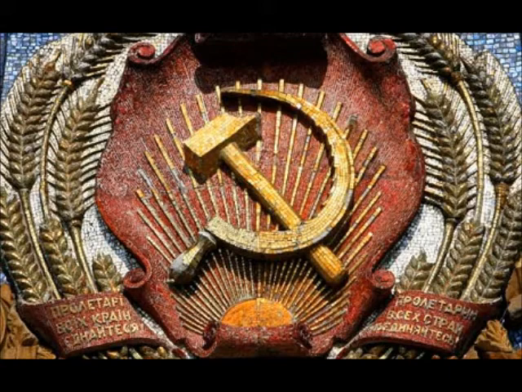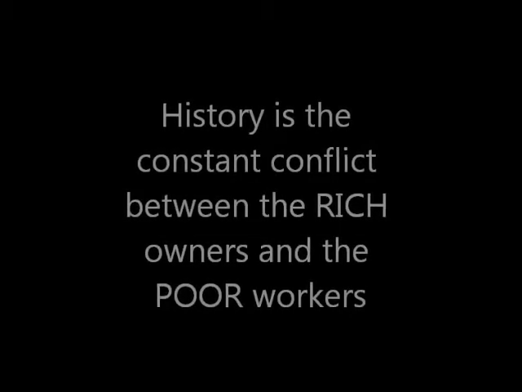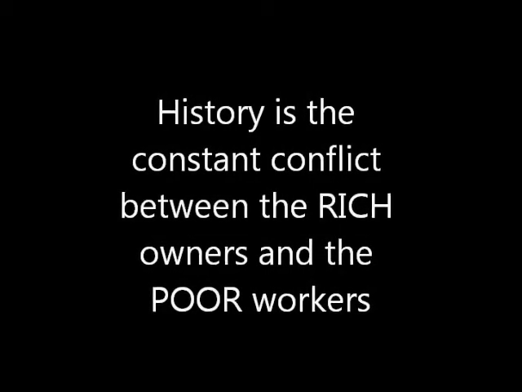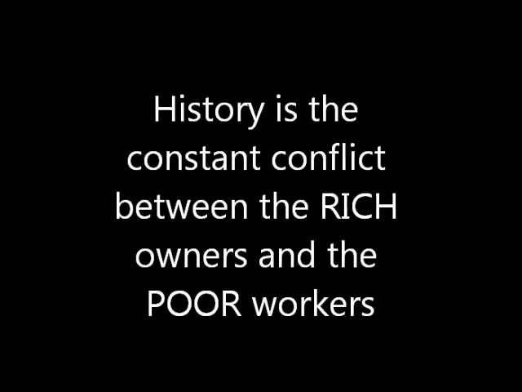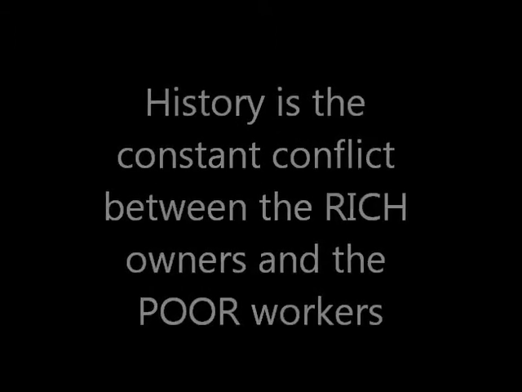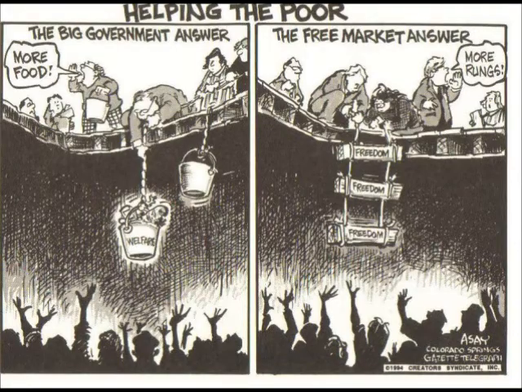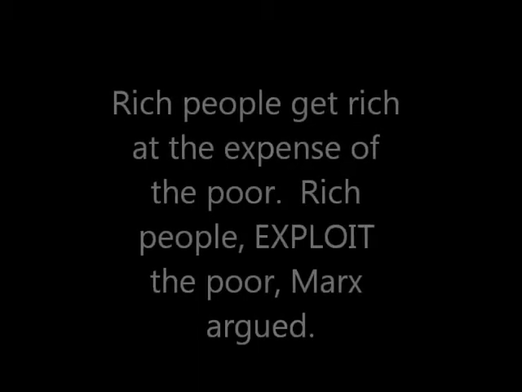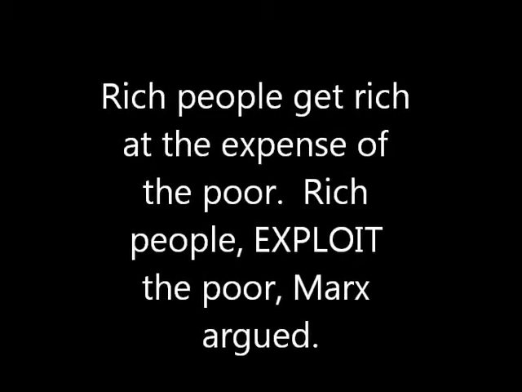In his book, The Communist Manifesto, Marx argued that throughout all of history, there are rich people and then there are poor people. These two groups have always been at odds with one another. Rich people want to get richer and keep as much of their money as possible. Poor people, Marx argued, are always at rich people's mercy. Rich people get richer, Marx argued, because they are exploiting or taking advantage of poor people.